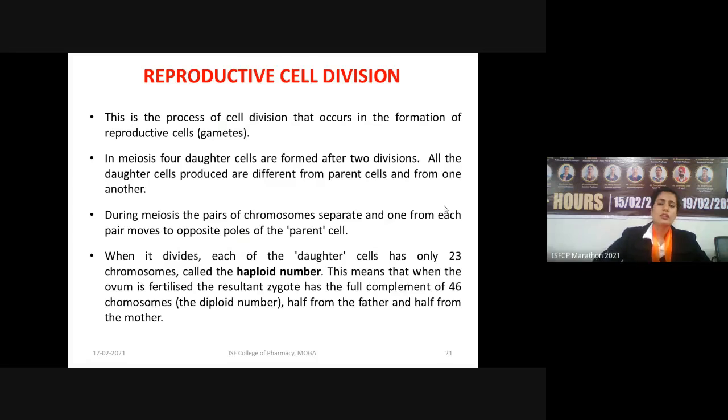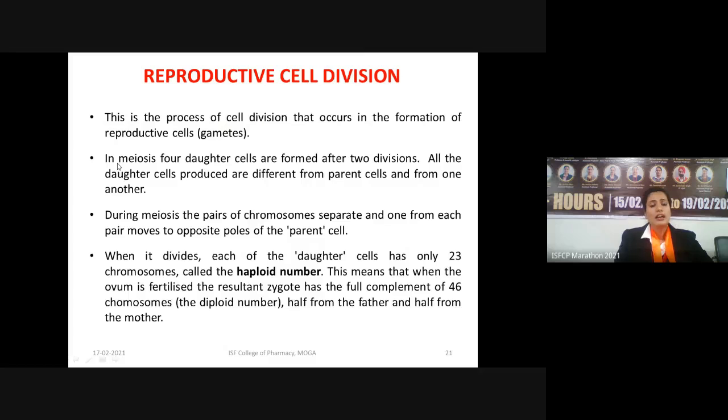So that was all about the somatic cell division. Now take a look at the reproductive cell division. What is reproductive cell division? This is the process of cell division carried out by the reproductive cells, which are known as the gametes or the sex cells. These gametes are the sperms, which mature in the testes of the male, and the ovum, which matures in the ovaries of the female.